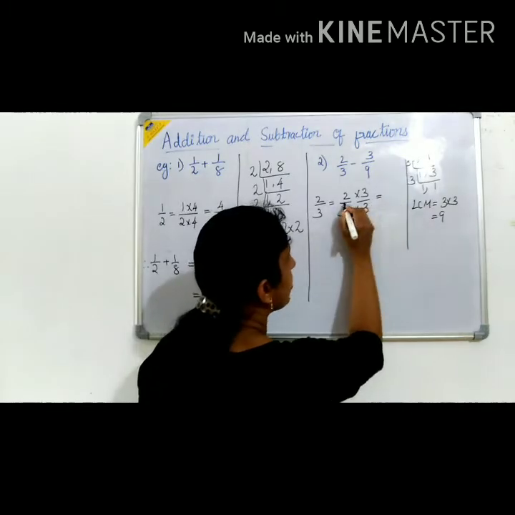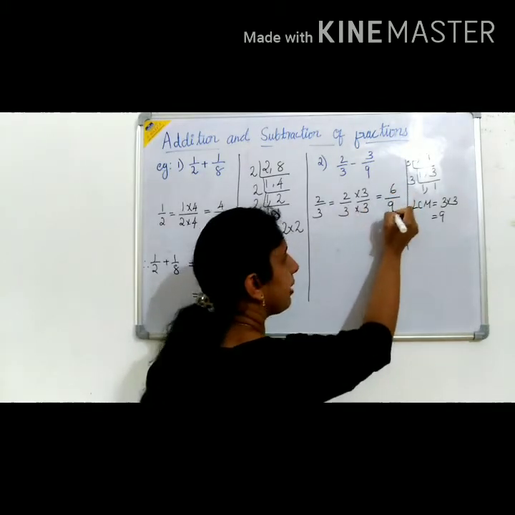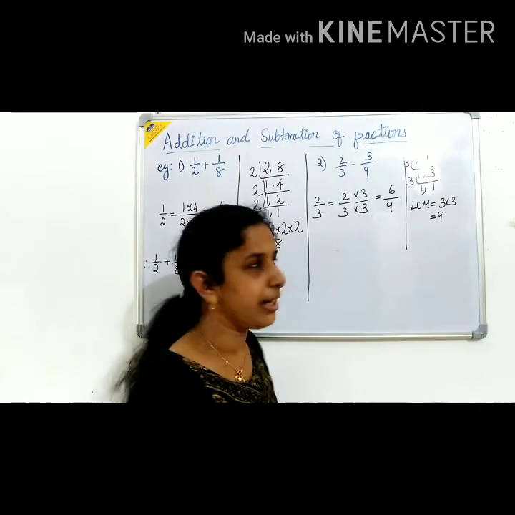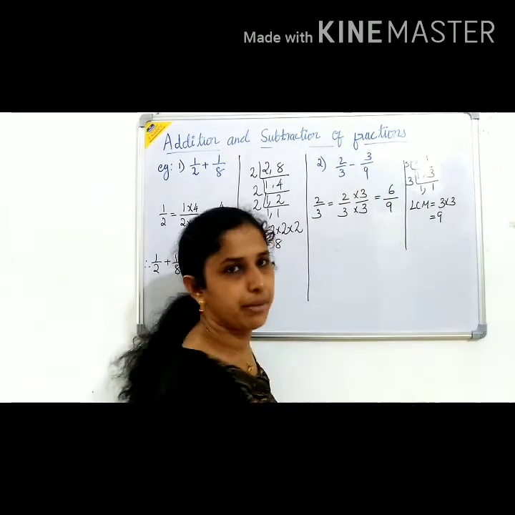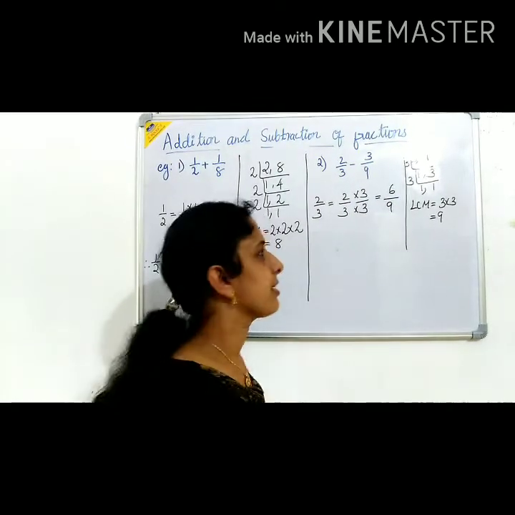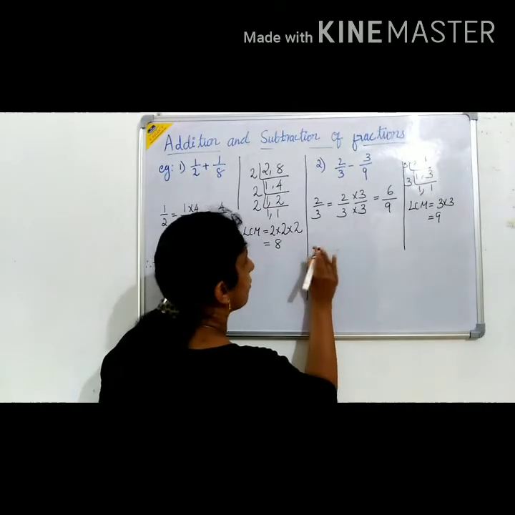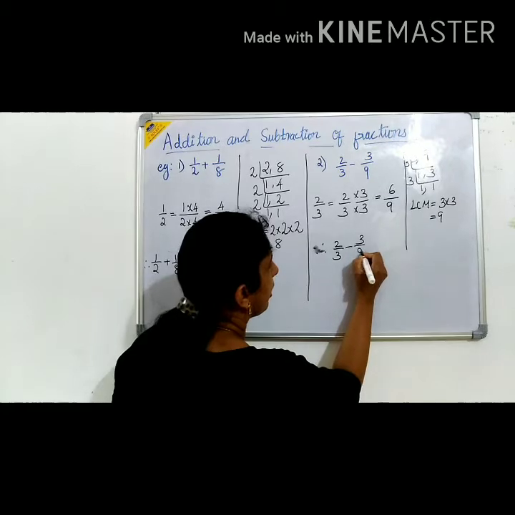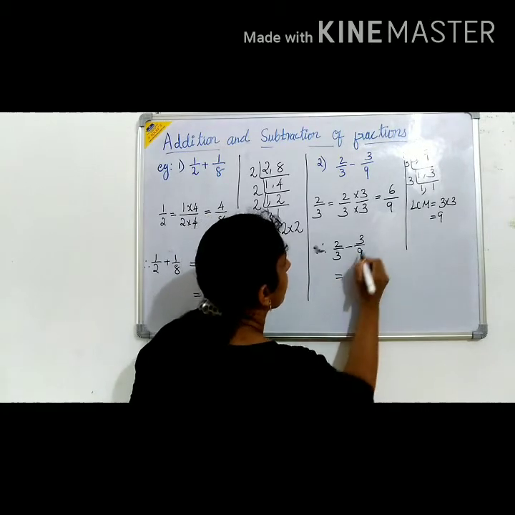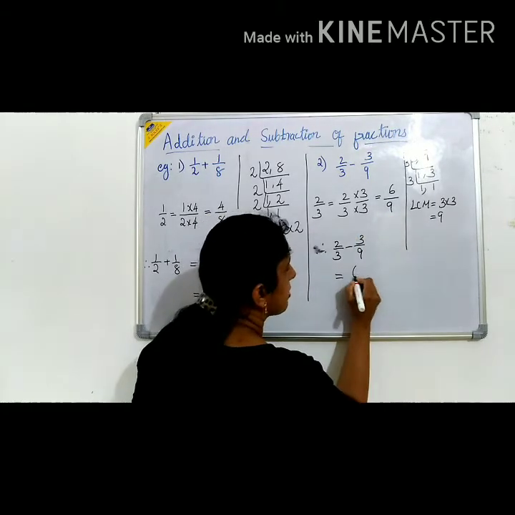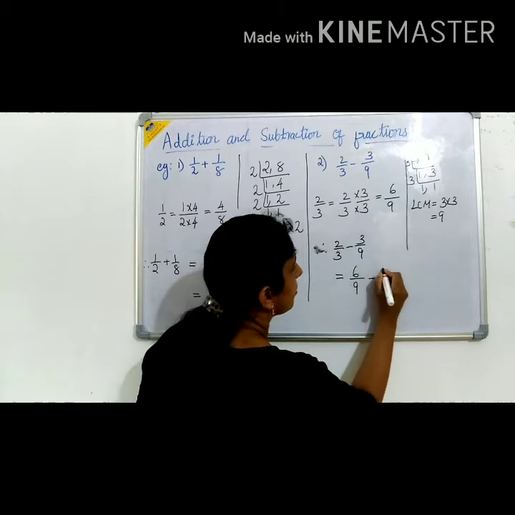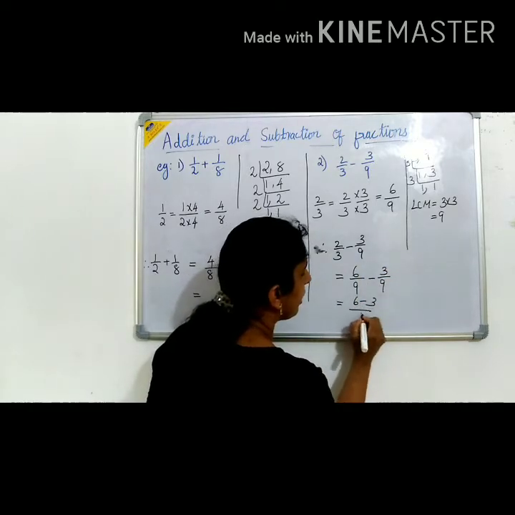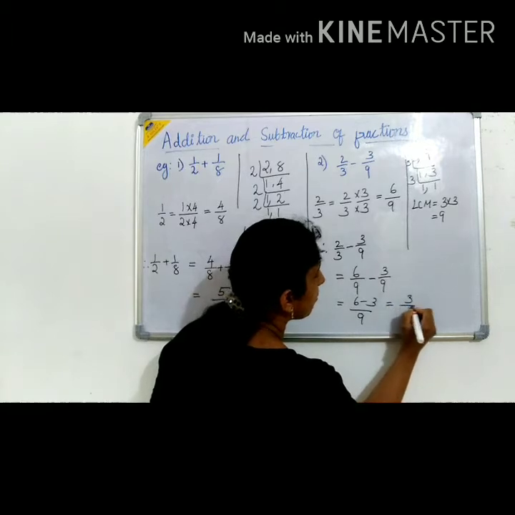That is equal to 2 3s are 6, 6 by 9. So our fraction 2 by 3 converted into 6 by 9. Now both the fractions have the same denominator, so we can easily subtract. Therefore 2 by 3 minus 3 by 9 is equal to, instead of 2 by 3 we are writing 6 by 9 minus 3 by 9. That is equal to 6 minus 3 by 9, that is equal to 3 by 9.